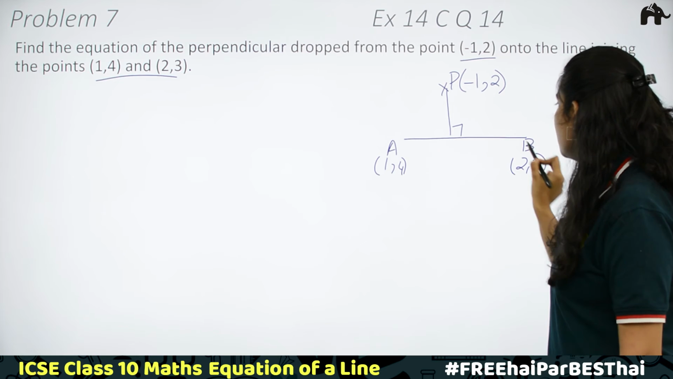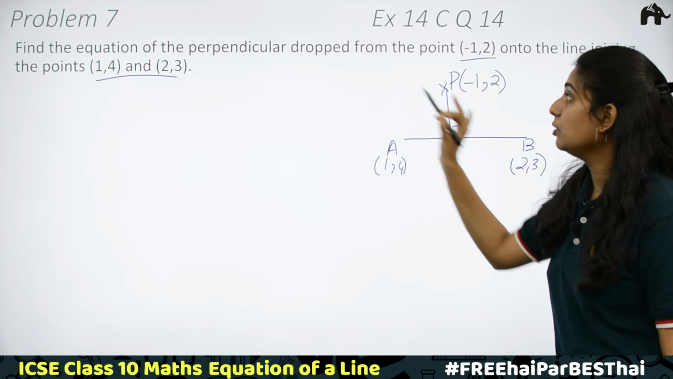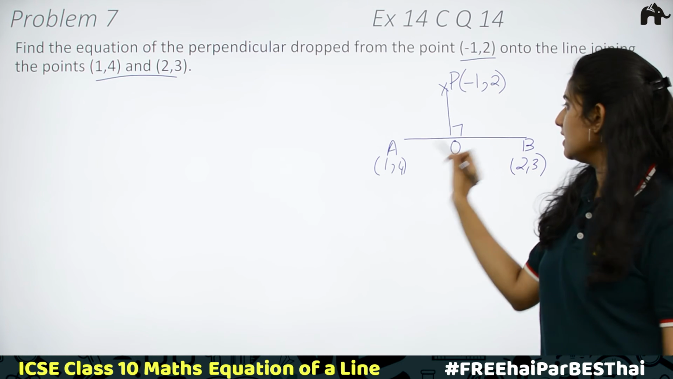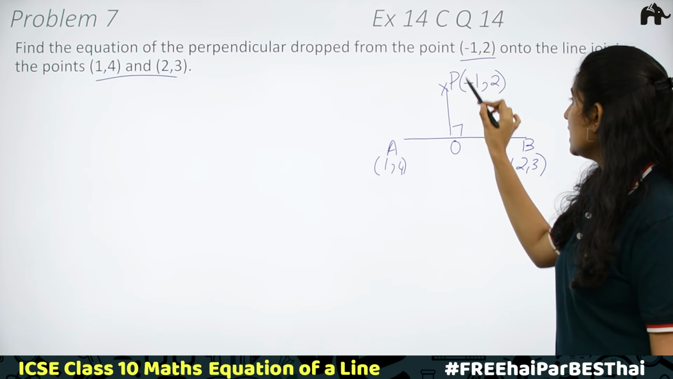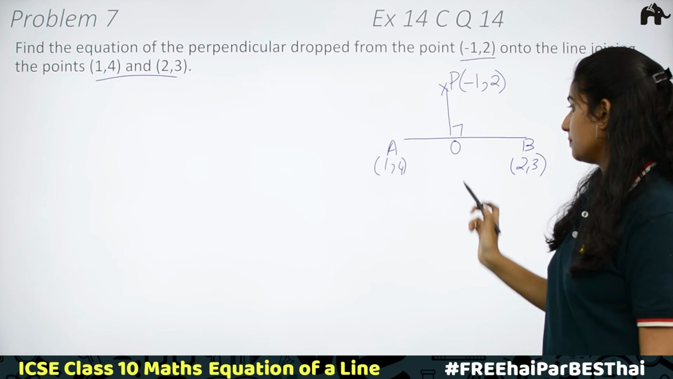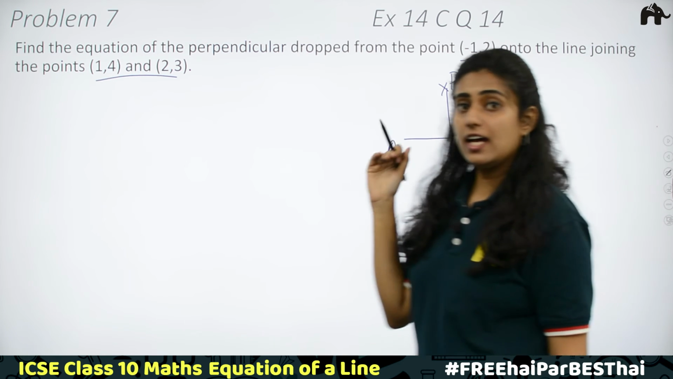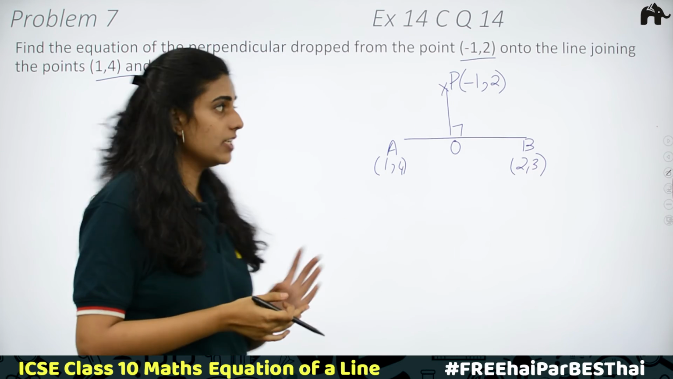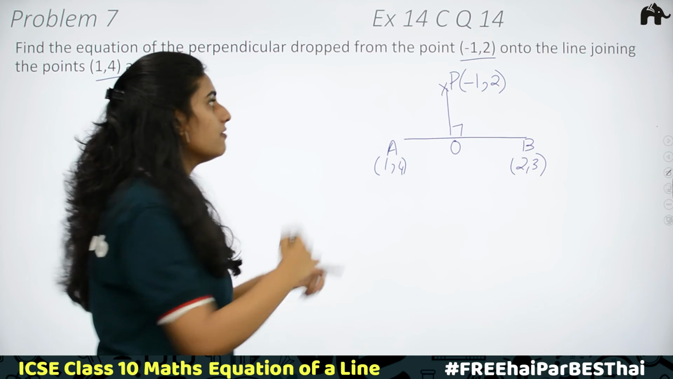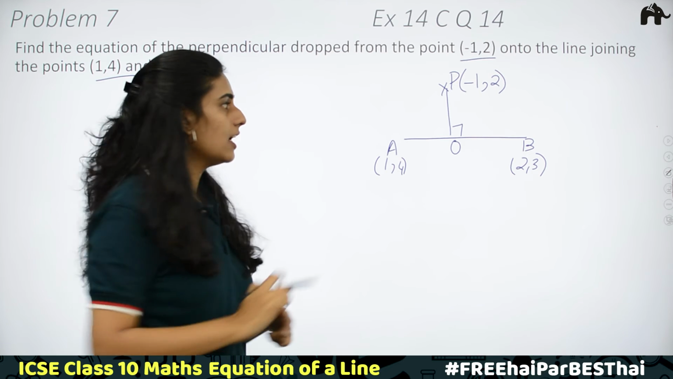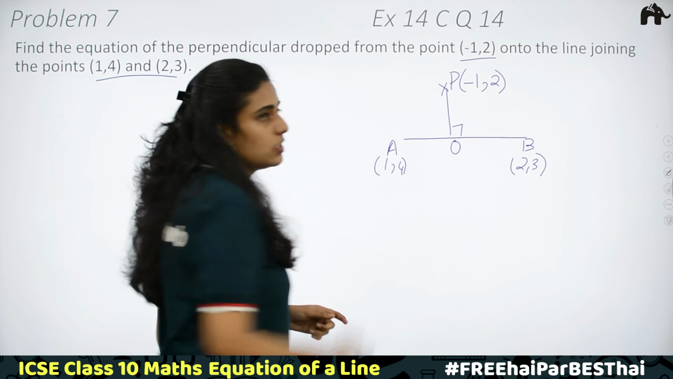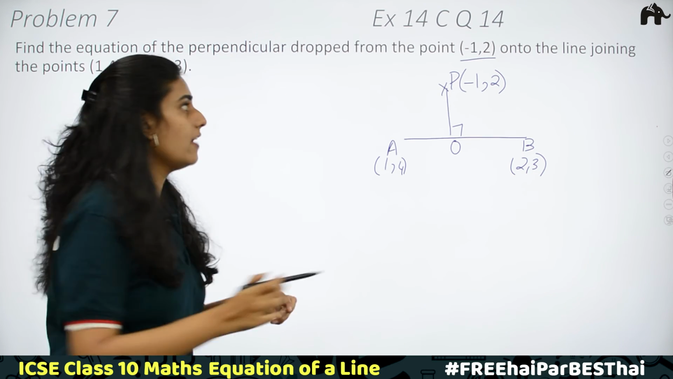Here we have the coordinates of A and B. We need to find the equation of this perpendicular. We will call it PO, with this point as O. We know that when a line is given and we have a perpendicular, we can find the slope of the line with the 2 points. After finding that slope, we can find the slope of the perpendicular. Points are also given, so using the slope-intercept form, we can easily find the equation of the line.